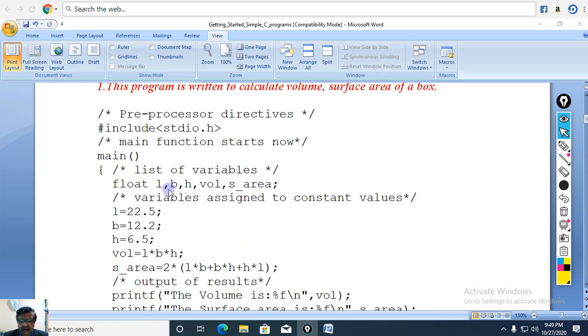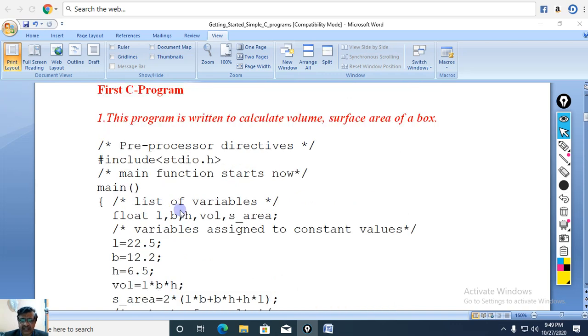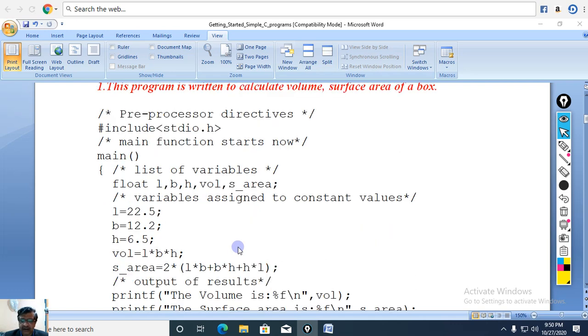There are 1, 2, 3, 4, 5, 6 variables declared. A programmer to start with should be knowledgeable about what variables are to be declared and the data type of those variables. This is the problem on volume and surface area of a box. It could be float values also, because a dimension like 12.5 or 16.6 should be accommodated in the calculation. Therefore 3 dimensions are declared: L, B, H. L for length, B for breadth, and H for height, and volume, VOL, and S underscore area, which is for surface area.